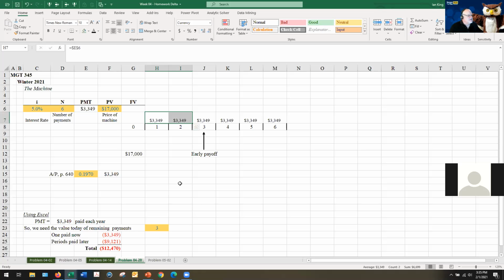So how do you figure it out? Also, if you want to get that 3,300, I also did it down here using the table. You can go to the A/P table, page 640, 5%, and it gives you that factor, which you multiply against the 17,000 to get the same 3,349. So that's what this part is. Now, after already making 2 payments, we're going to start paying off. Immediately after the second payment, that means at year 3, I'm going to pay off the rest of this loan early in one big chunk.